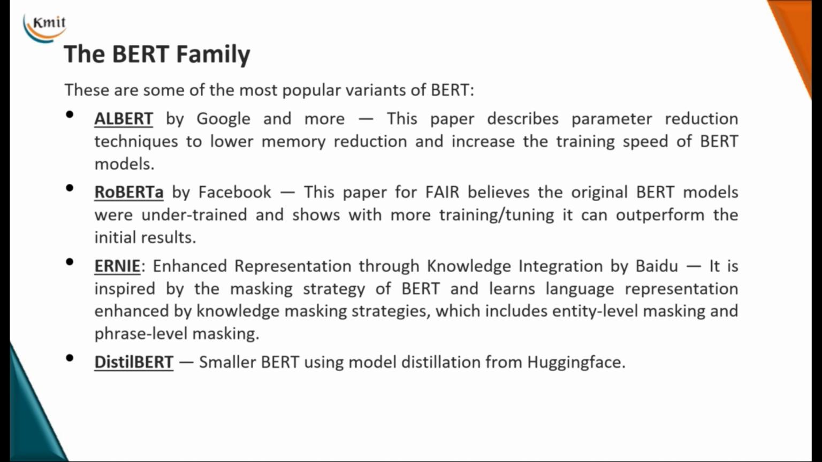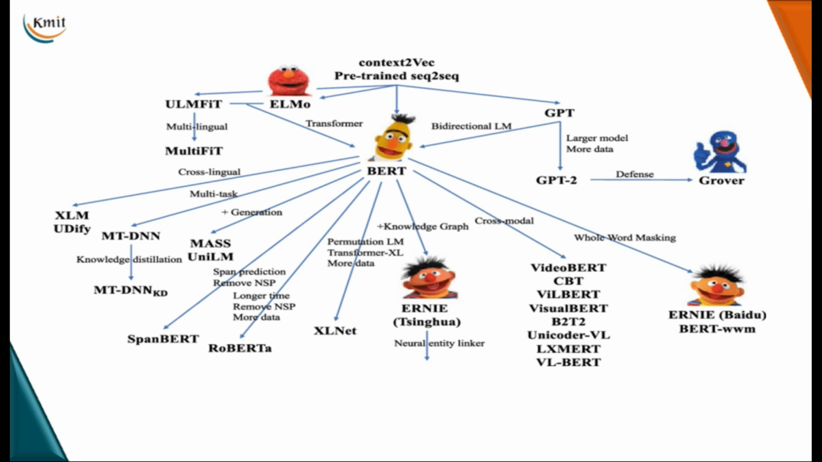There are more popular versions of BERT like ALBERT, RoBERTa, ERNIE, and DistilBERT, which are developed by different companies. ALBERT was developed by Google, RoBERTa by Facebook, ERNIE, enhanced representation through knowledge integration, by Baidu, and DistilBERT, the smallest BERT, by Hugging Face, etc. We have so many different versions of pre-trained BERT models, like VideoBERT, VisualBERT, UniCoder, XLNet, and RoBERTa. So we have different variations of BERT available in the market so far.